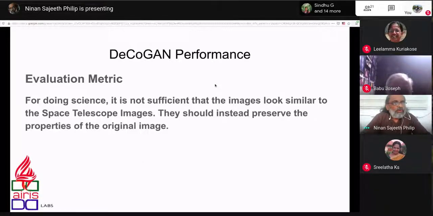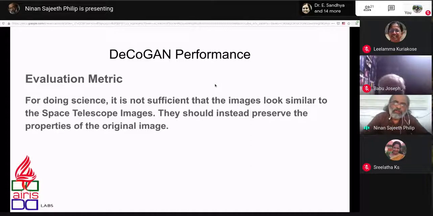Now, to use it for scientific application, it is not sufficient that the images look as good as the space image. It has to be scientifically consistent. So we use a metric to evaluate the quality of the data that it produces. For scientific data, it is not sufficient that the images look similar to the space telescope images. They should instead preserve the properties of the original space image.